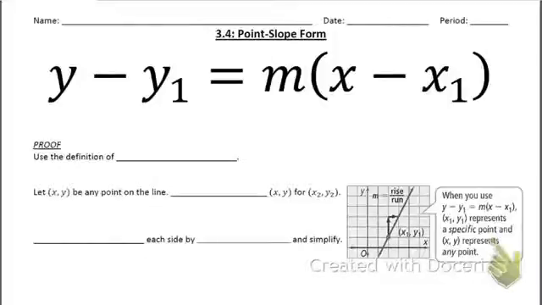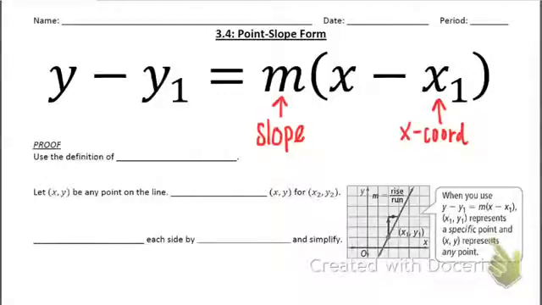Point-slope form is y minus y1, or y sub 1, equals m times x minus x1. So let's fill in what we know. m stands for what, guys? Slope, so label it. And then y1 and x1 are the y and x coordinates of a point. So x1 is the x coordinate of a given point, and y1 is the y coordinate.